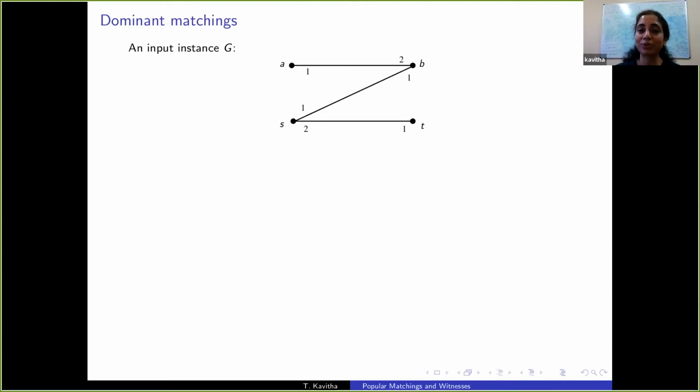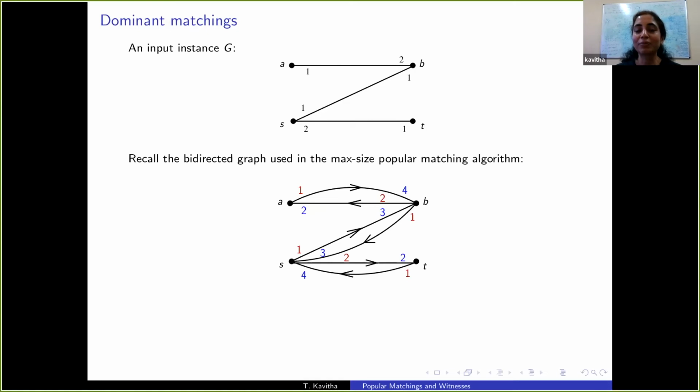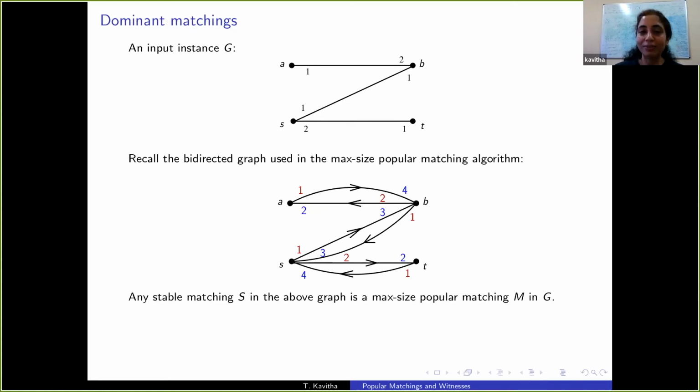In fact, this was our working example there. And we constructed this bidirected graph yesterday, if you recall. And in fact, we ran the Gale-Shapley algorithm here, and we said any stable matching in this bidirected graph is a max size popular matching in the starting graph. So let's call such a popular matching dominant.